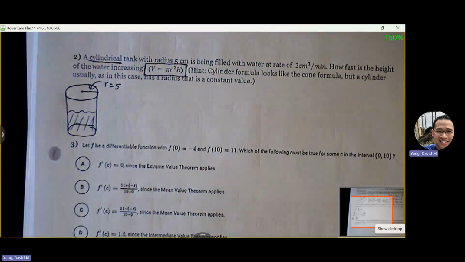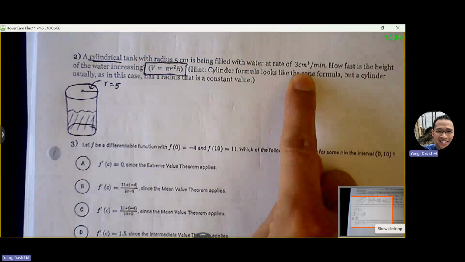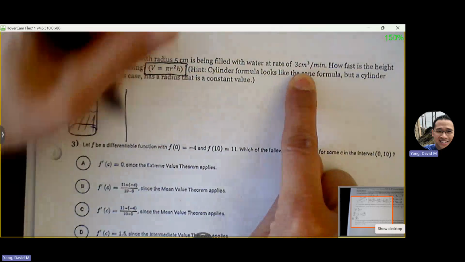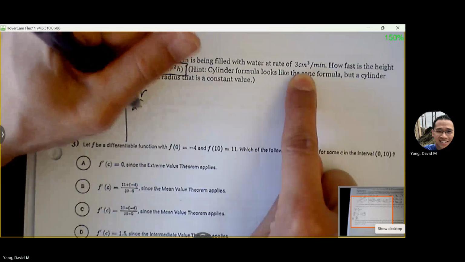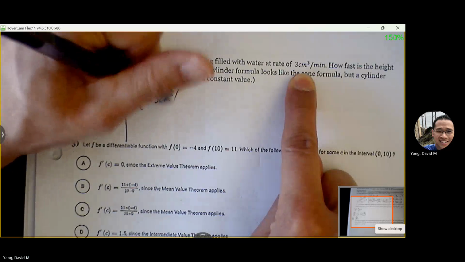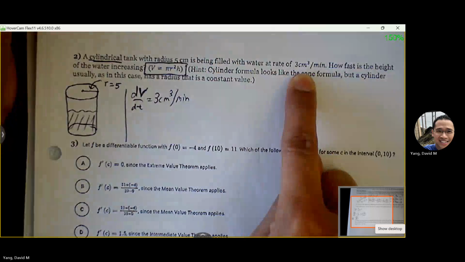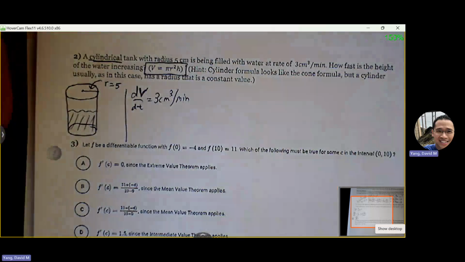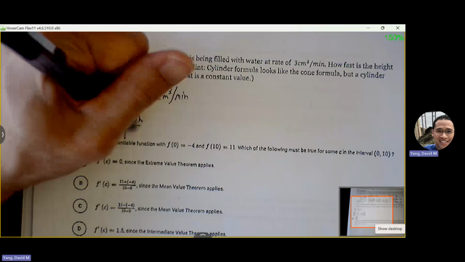A cylinder tank with a radius of 5 centimeters is being filled with water at a rate of 3 cubic centimeters per minute. We know that's dV/dt. How fast is the height of the water increasing? We're looking for dh/dt.